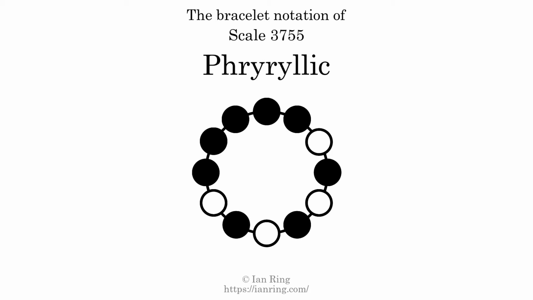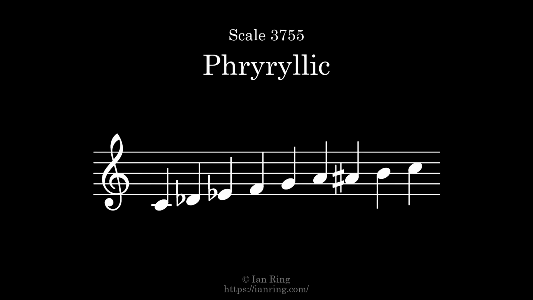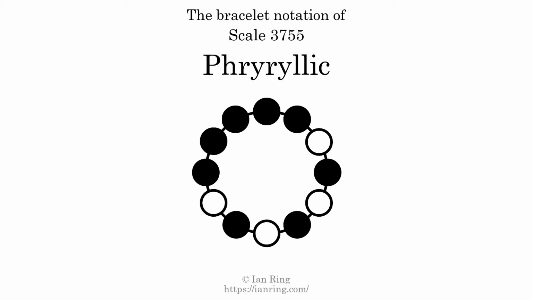3755, Phryryllic, which sounds like this. This scale has 8 tones, which means it is called an octatonic scale. This is a bracelet notation diagram of scale 3755. The shaded circles represent tones that appear in the scale, and they are read clockwise, starting at the top.